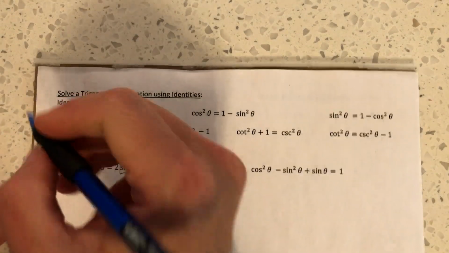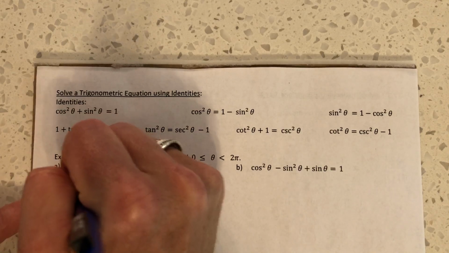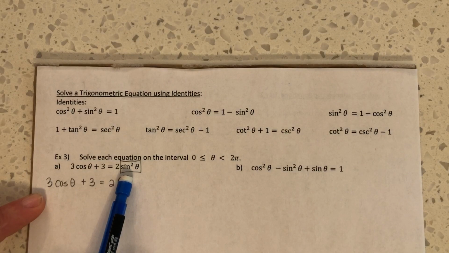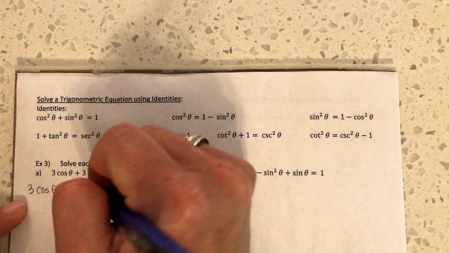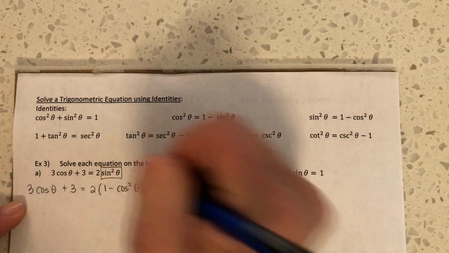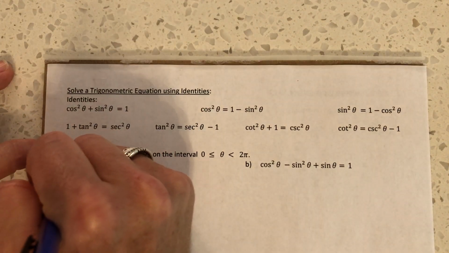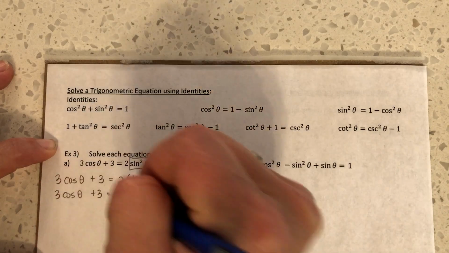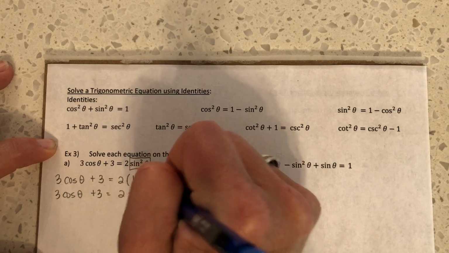So that's going to be 3 cosine theta plus 3 equals 2 times, not sine squared theta. What does sine squared theta equal? 1 minus cosine squared theta. All right, I'm going to distribute my 2 and we're going to be good to go. So now I'm going to have 3 cosine theta plus 3 equals 2 minus 2 cosine squared theta.